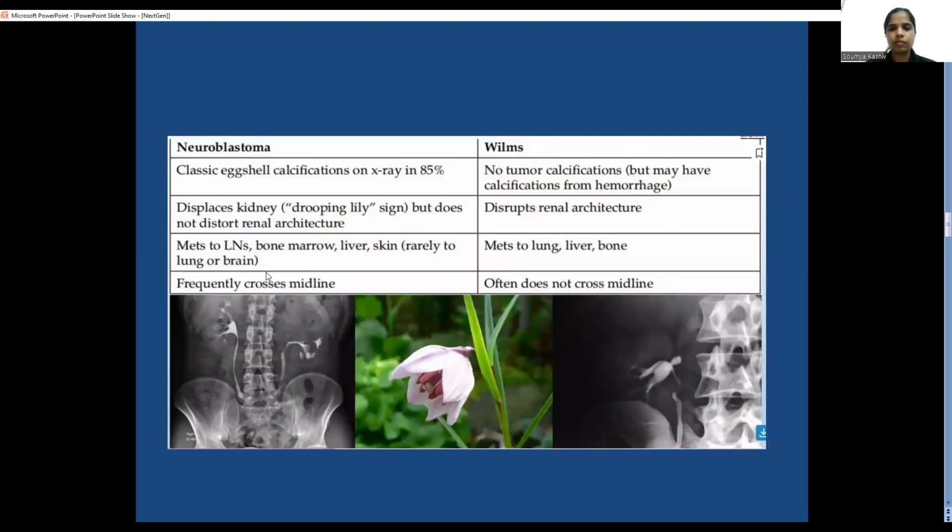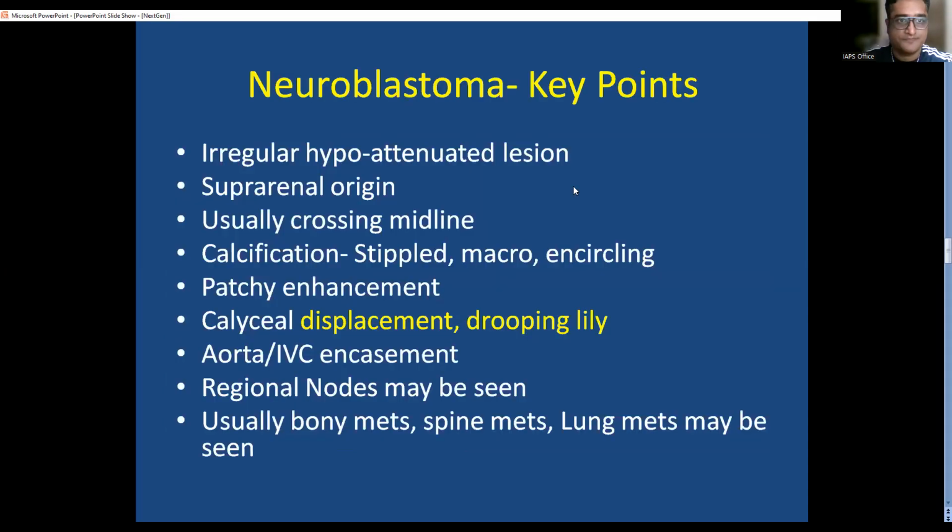So in summary, drooping lily sign is seen in neuroblastoma. It displaces the kidney, but does not distort the renal architecture, unlike Wilms tumor, which disrupts the renal architecture. While in calcification, neuroblastoma is usually axial calcification in 85% cases, but rarely you may find stippled calcification also, while there is no calcification in Wilms tumor.